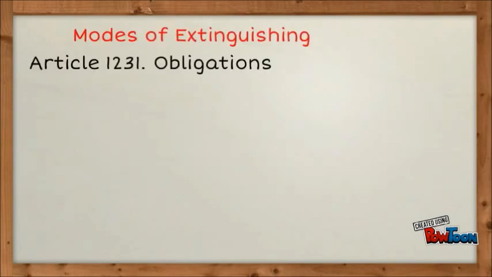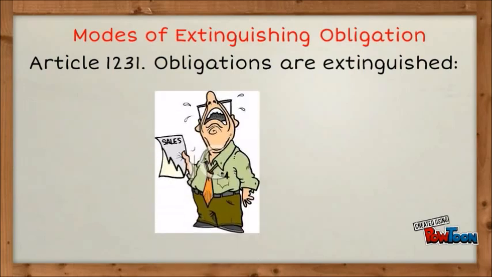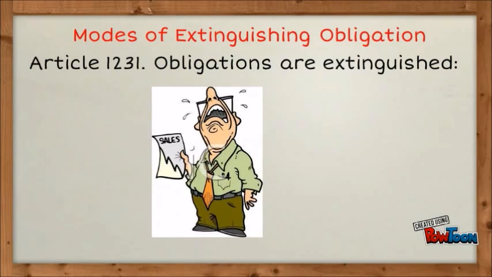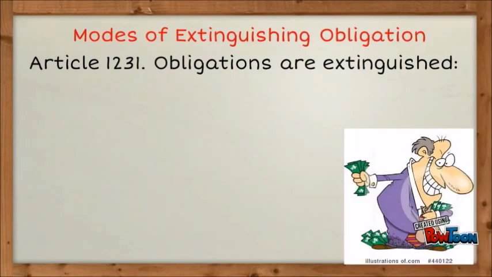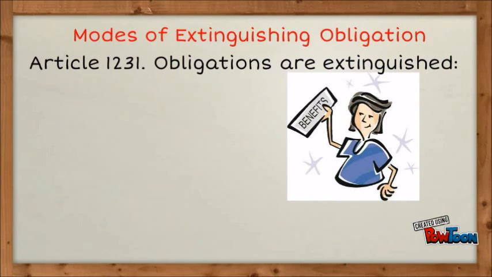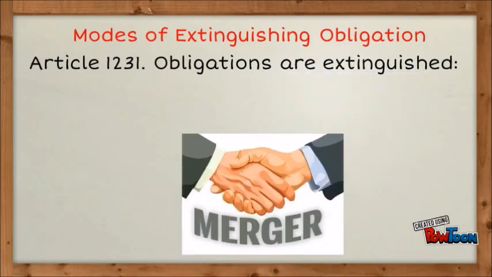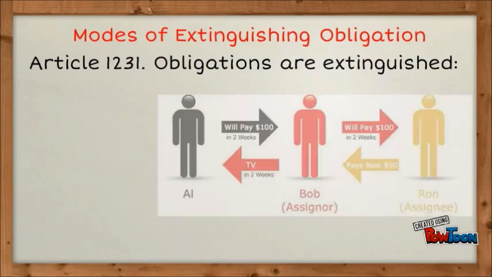Modes of extinguishing obligations. First is by payment or performance, by the loss of the thing due, by the condonation or remission of the debt, by the confusion or merger of the right of the creditor and debtor, by compensation, and by novation.